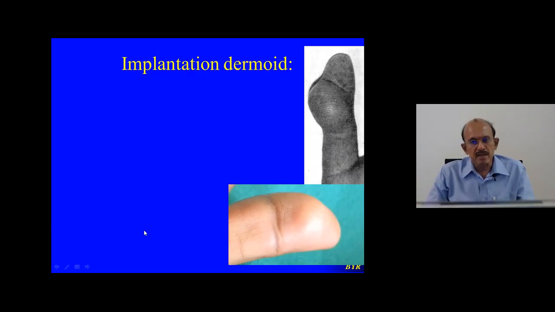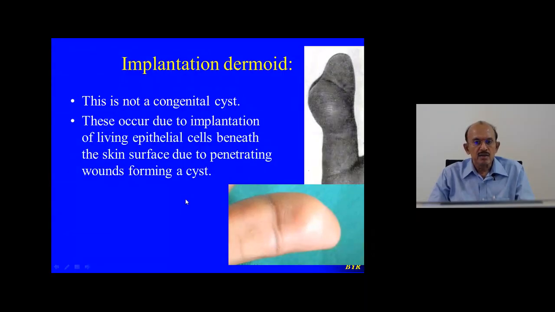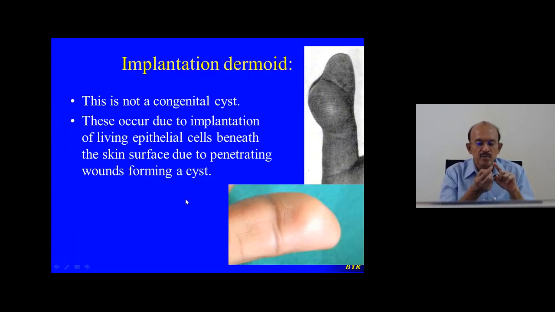Then is the implantation dermoid. This is not a congenital one. This is acquired. This occurs due to implantation of living epithelial cells beneath the skin surface due to penetrating wounds, forming a cyst. For example, a tailor who is in the habit of stitching clothes with a needle. Sometimes the needle may penetrate his finger.